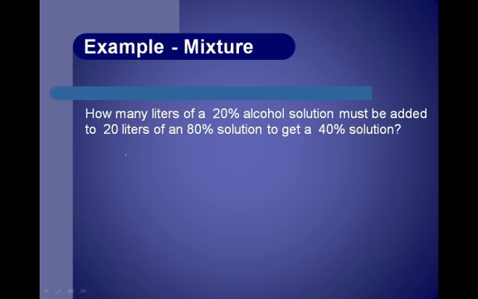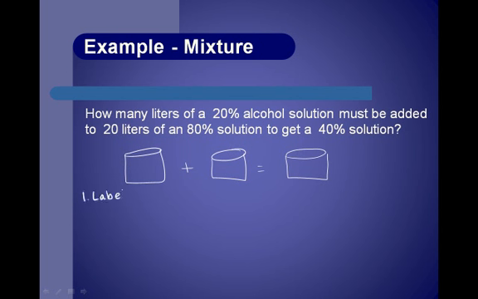I found that the easiest way to do these mixture problems is to draw your mixture cups or your mixture buckets. This one says how many liters of a 20% alcohol solution must be added to 20 liters of an 80% solution to get a 40% solution. So the first thing you want to do is label your cups. We've got a 20% alcohol solution that we're mixing with an 80% alcohol solution to get a 40% solution.